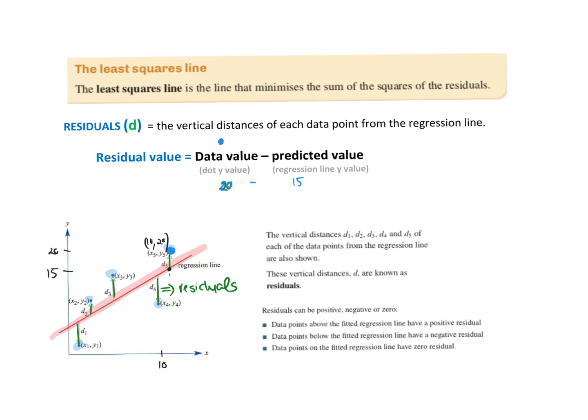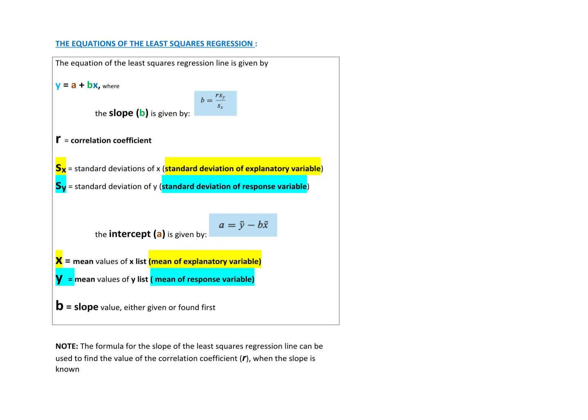Now you can have positive and negative residuals. If your dot is underneath, you're going to have a negative, aren't you? Because it would be under predicting. Yeah? Okay. All right, so we have a couple of ways of finding the least squares regression line.